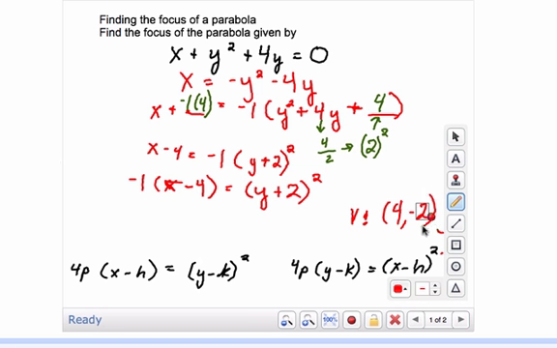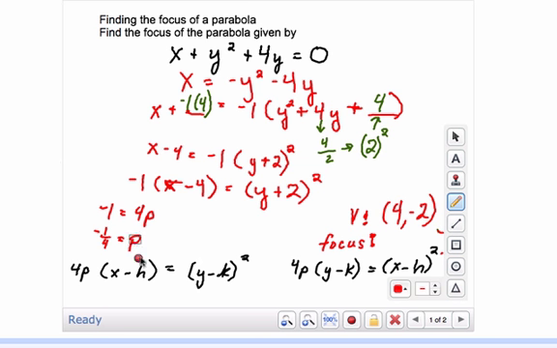And then in order to find the focus, we need to find out what the p value is, and then find out if you're adding or subtracting p to the x-coordinate or the y-coordinate of the vertex. So basically, let's look at what this is. A negative 1 equals 4p, and so you divide both sides by 4, so negative 1/4 is p.